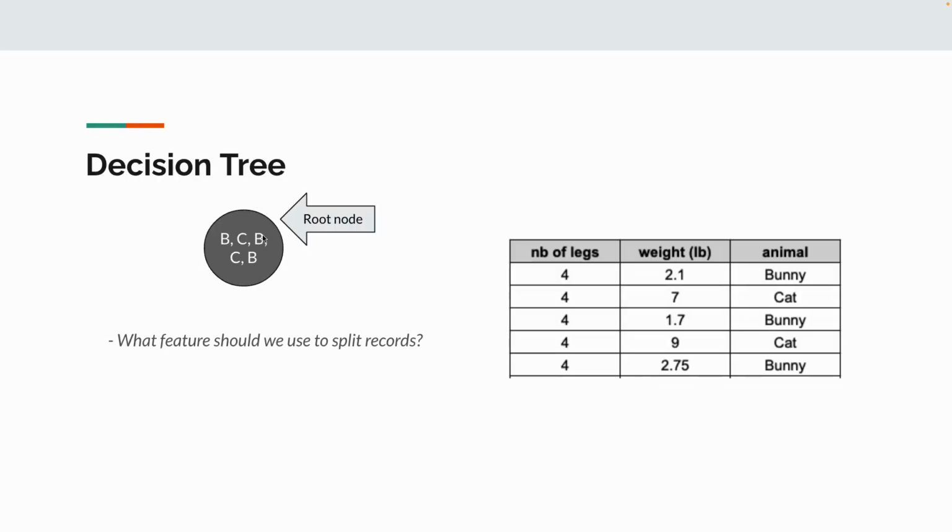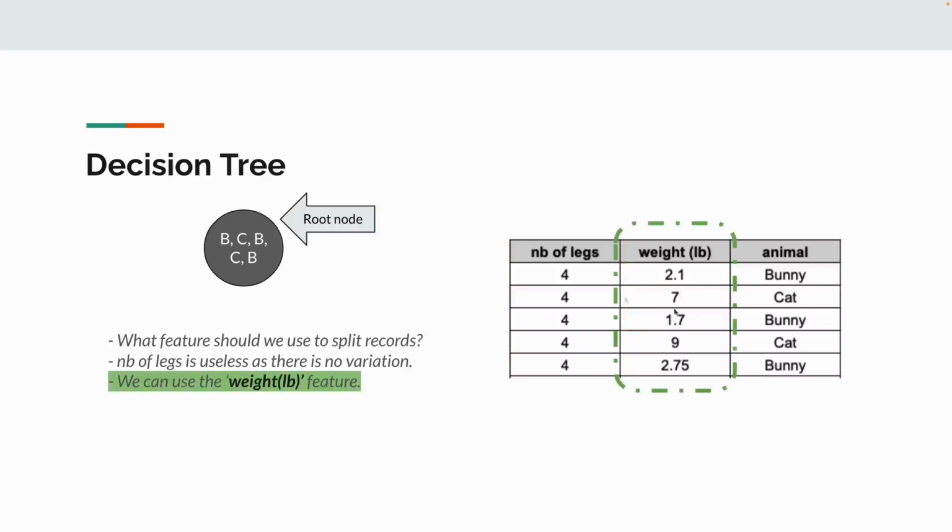Now the question is, which feature will you use to split your data points? If you pay attention to the number of legs, both the bunny and the cat have 4 legs, so there is no variation in the data. This is a kind of useless feature, because you need to do your classification based on some criteria, and you quickly identify that the number of legs is not going to help. The remaining feature, weight, is our only option, and you see there is some variation in the feature values. So this is good.